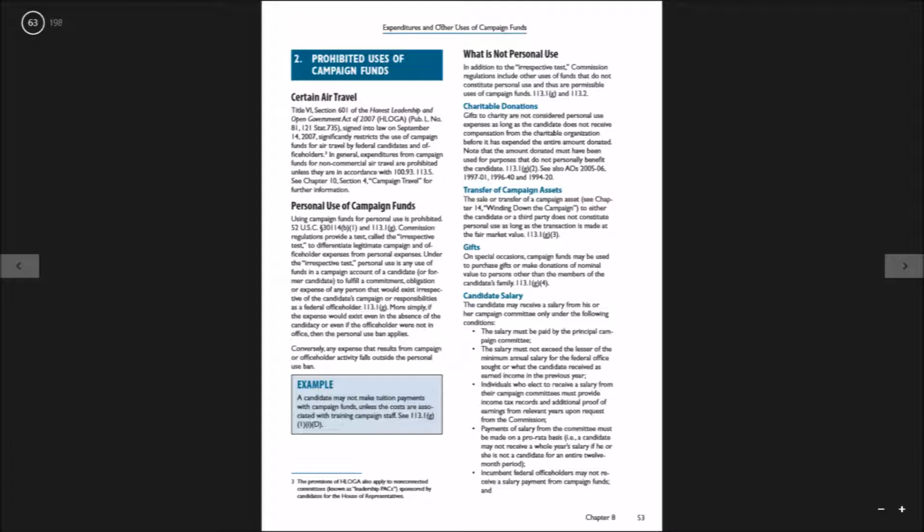Individuals who elect to receive a salary from their campaign committees must provide income tax records and additional proof of earnings from relevant years upon request from the Commission. Payments of salary from the committee must be made on a pro rata basis, i.e., a candidate may not receive a whole year's salary if he or she is not a candidate for an entire 12-month period. That makes sense. Incumbent federal office holders may not receive a salary payment from campaign funds.